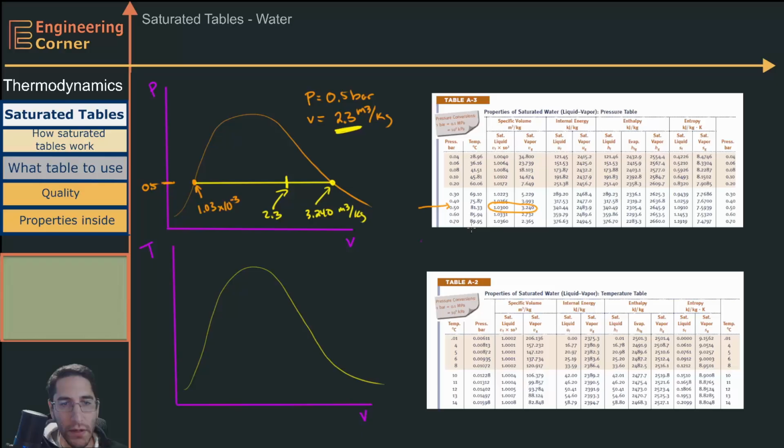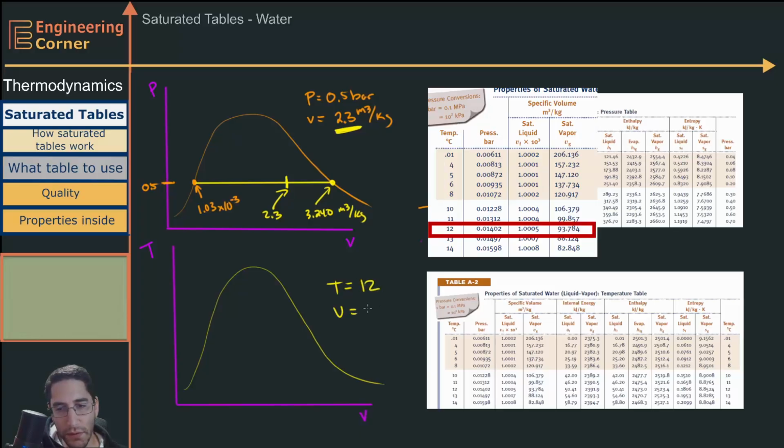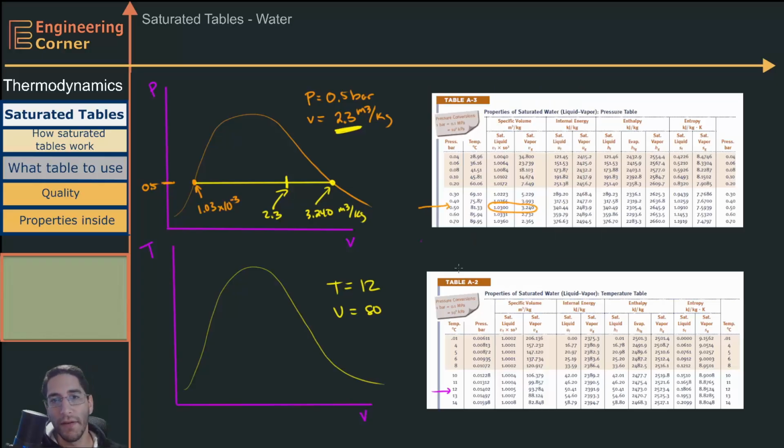Additionally, maybe instead of being given a pressure, we're given a temperature. At some temperature 12, my volume is equal to 80. Okay, so we go to 12 right here. Then we look, and 80 would fit in between this and this. So in terms of the temperature and pressure table, it will depend on what's given. In terms of whether we are able to use a saturated table, a superheated table, a compressed table, or that approximation, it will depend on the values that are given.